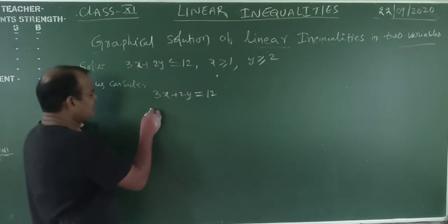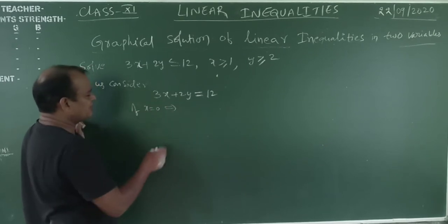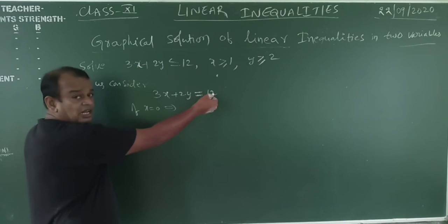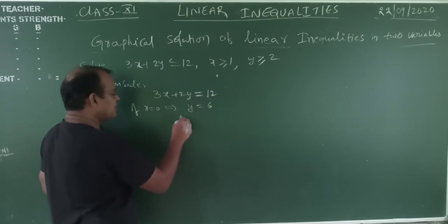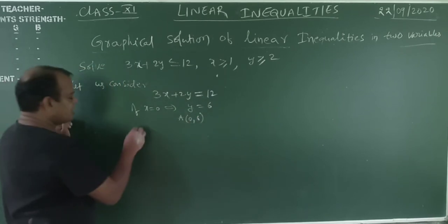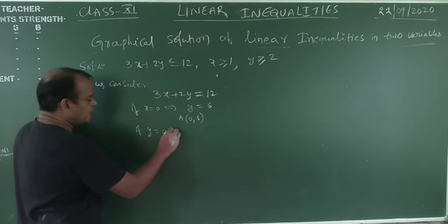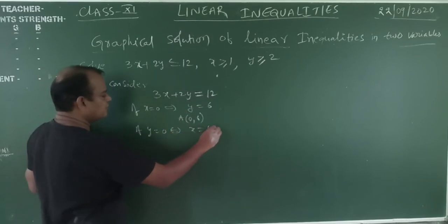Now what happened? x is equal to 0, directly we will write. If x is equal to 0, what happened? 2y is equal to 12, y is equal to 6. Therefore A is (0, 6). I hope you understood. If y is equal to 0, what happened? 3x is equal to 12, x is equal to 4. What is the point?